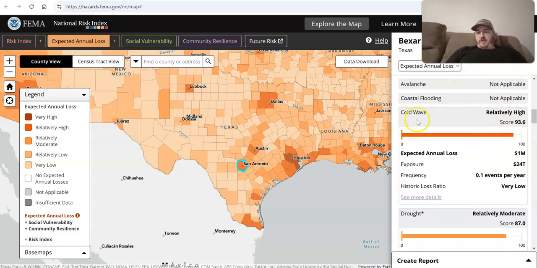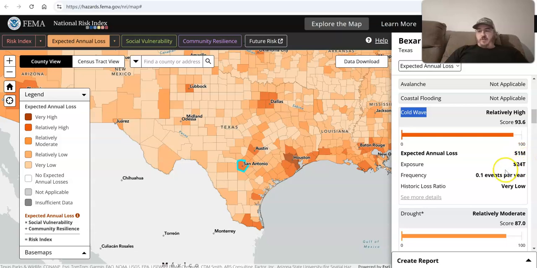So you can see, okay, it'll tell you what's the risk. We've got a cold wave, and then the frequency of that event, right? And it's 0.1 events per year, so it's really only happening like once every 10 years, right? And so historic loss ratio very low. But the expected annual loss is pretty high because there's a lot of exposure, right?